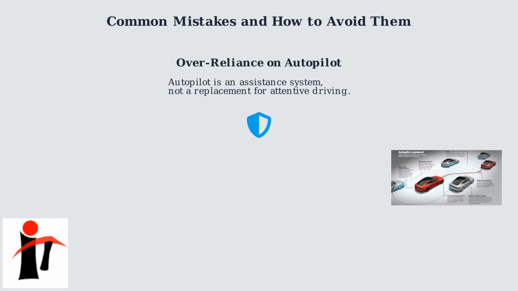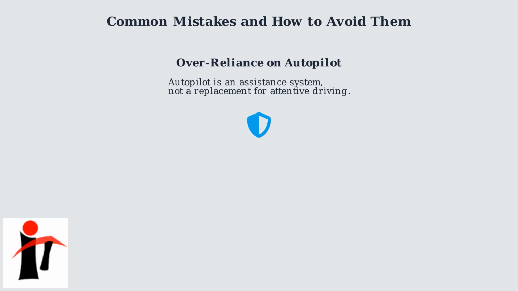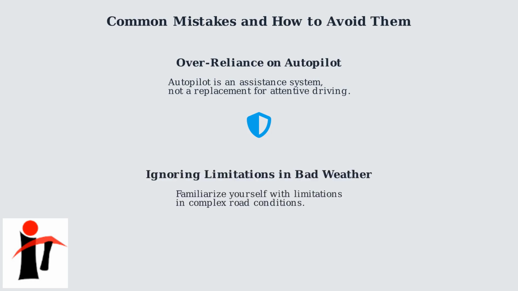The diagram shows how Autopilot uses various sensors like radar and cameras to maintain safe distances and assist with driving. Another mistake is not recognizing Autopilot's limitations in bad weather or complex road conditions, such as heavy rain or unprotected turns. This illustration highlights Autopilot features like traffic-aware cruise control and auto steer, which work best in clear, predictable conditions.